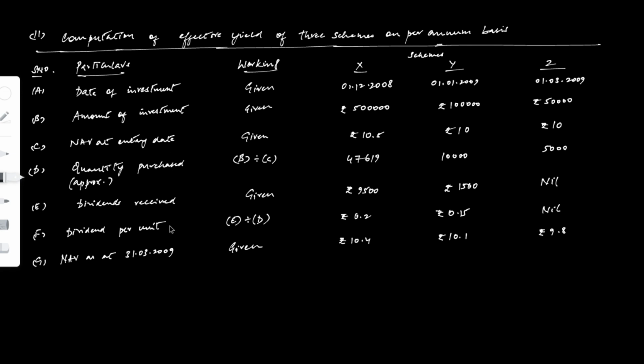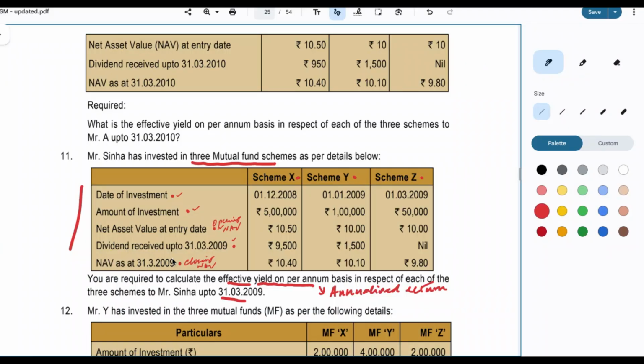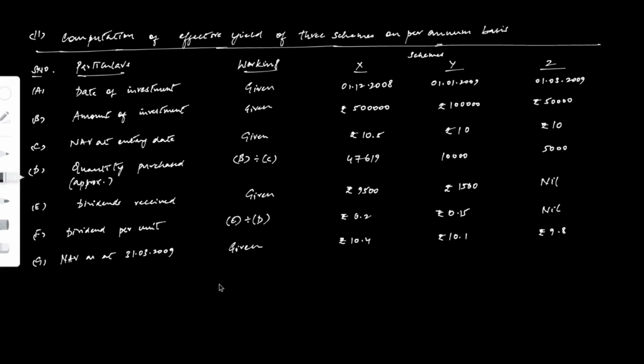We have distributions per unit, which we just calculated as dividend per unit, and we have opening NAV, but we don't have the holding period. We just have the date of investment, and we are asked to find the effective yield of the three schemes on a per annum basis up to 31/3/2009. So this is the closing date.